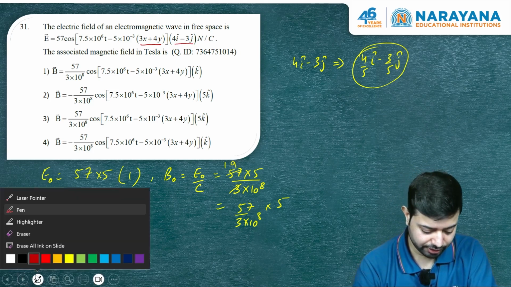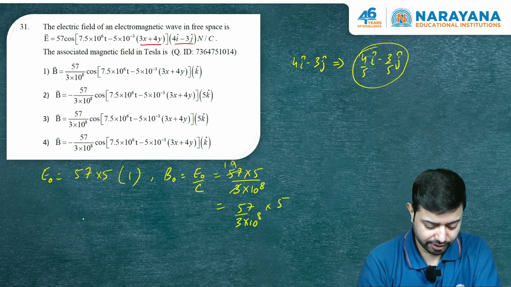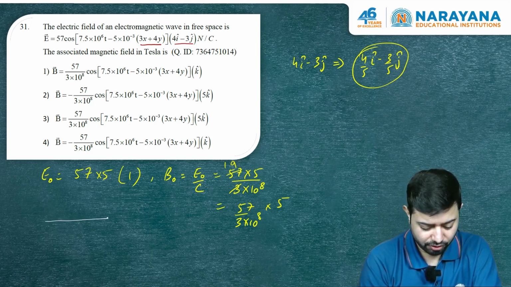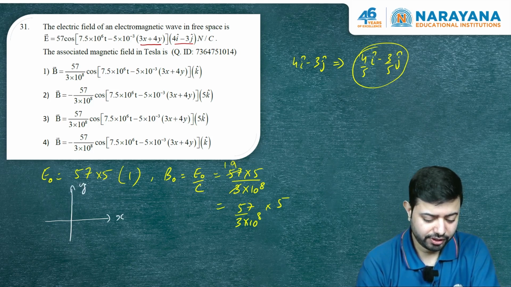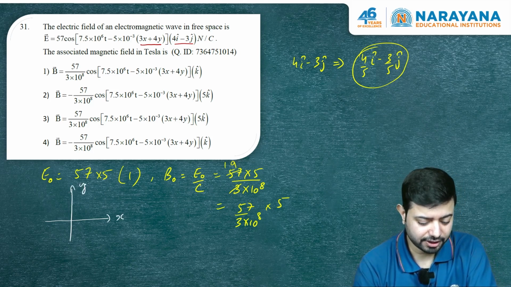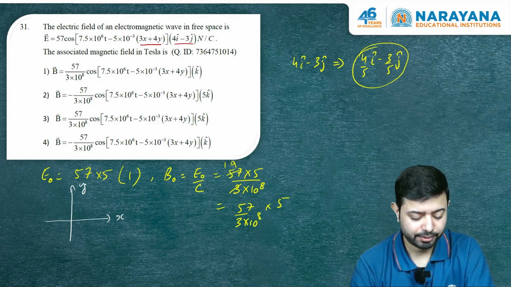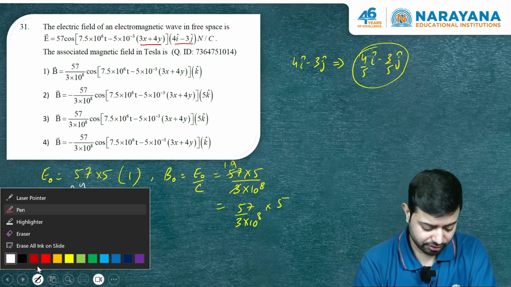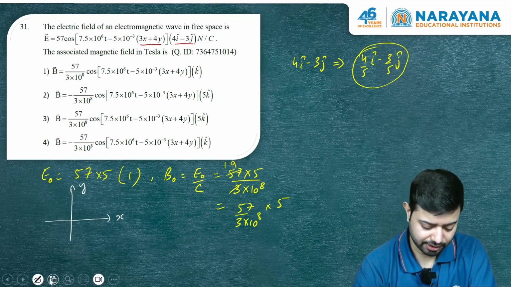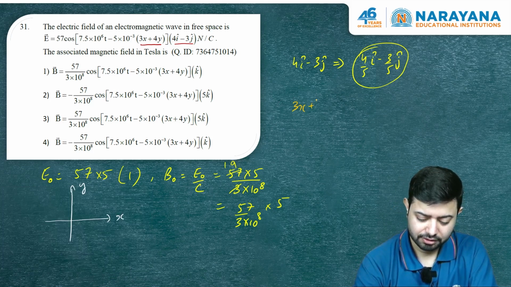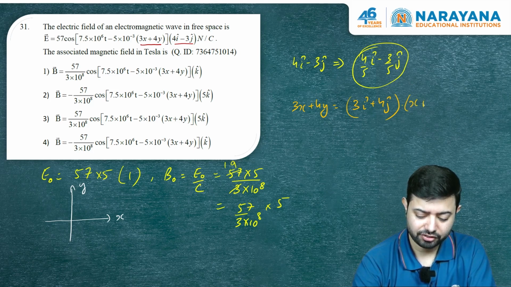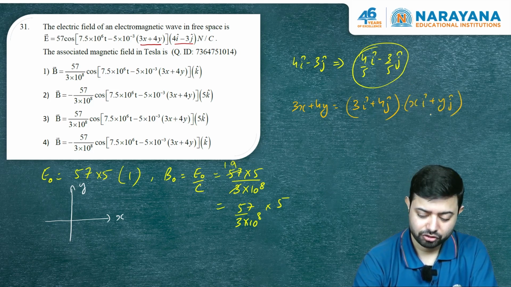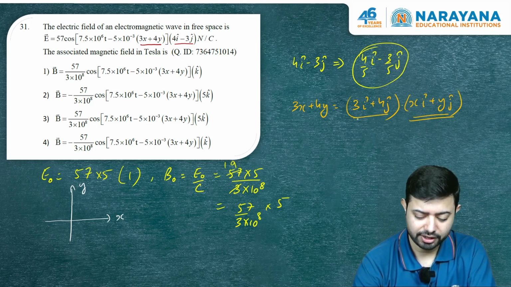So you can see what is happening here. If I draw this pattern, suppose this is the x direction and this is the y direction. Where is the k vector? The k vector direction is given by the inside bracket part, 3x plus 4y. This 3x plus 4y, from the standard equation, can be written as (3 i cap plus 4 j cap) dot (x i cap plus y j cap). So this is my position vector and this is my k vector.